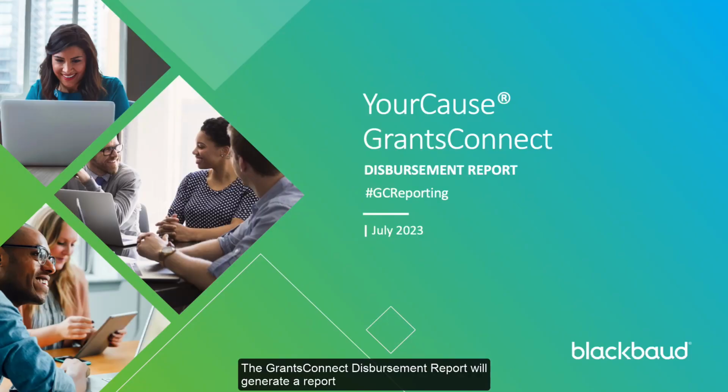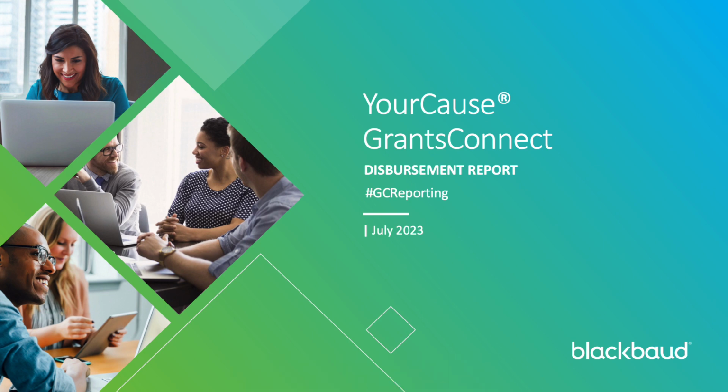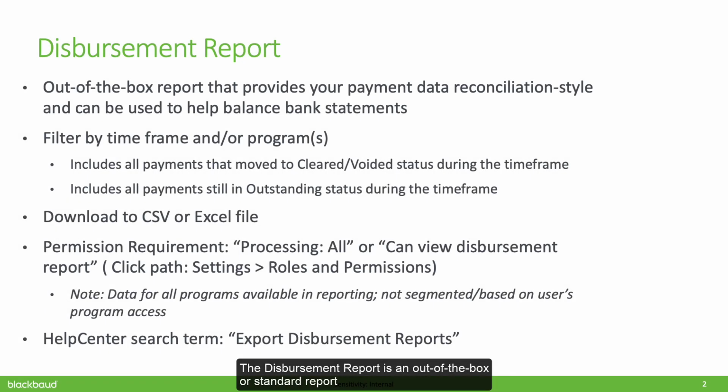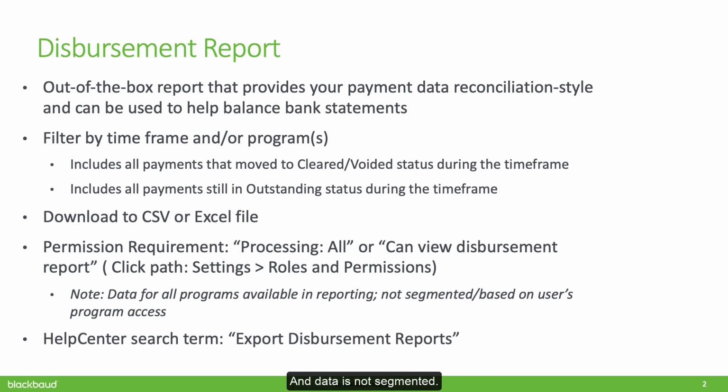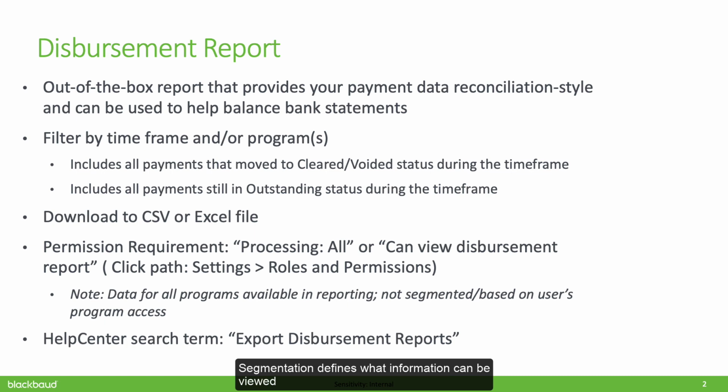The GrantsConnect Disbursement Report will generate a report showing the payment status information based on the date range selected. The Disbursement Report is an out-of-the-box or standard report with filters available to compile the relevant information that you need. Permissions are required to access the report, and data is not segmented.